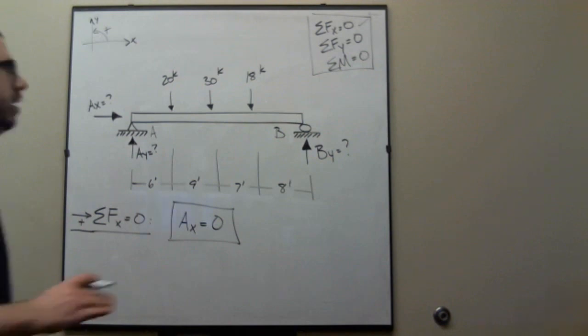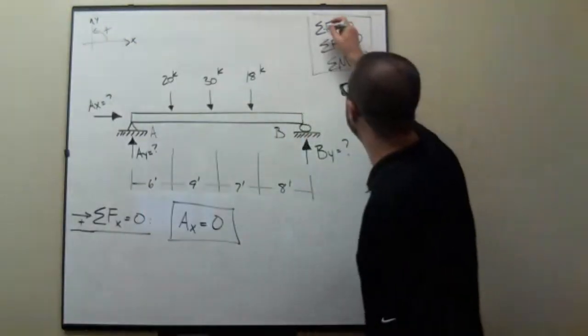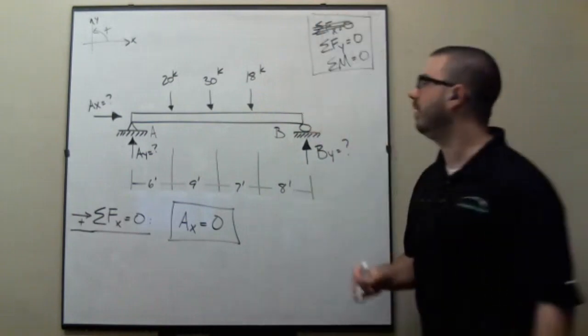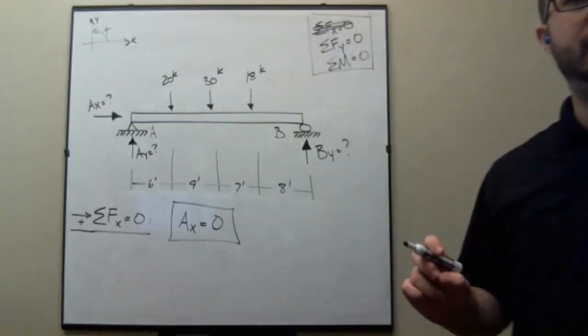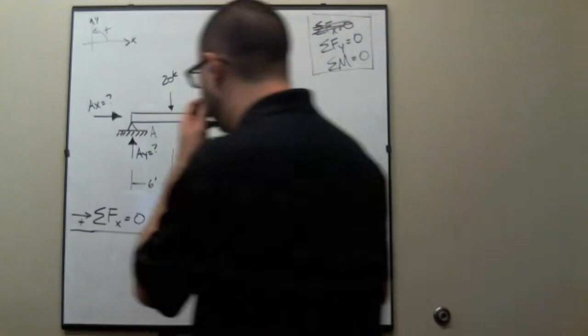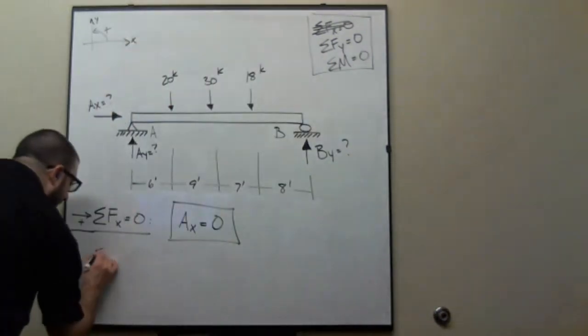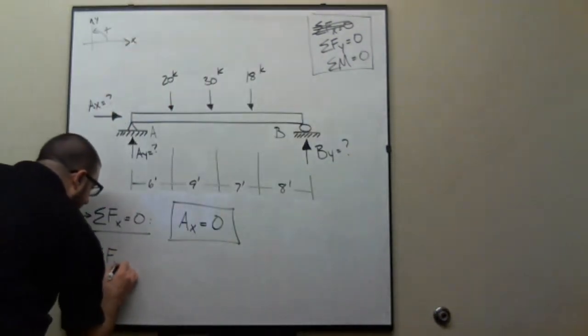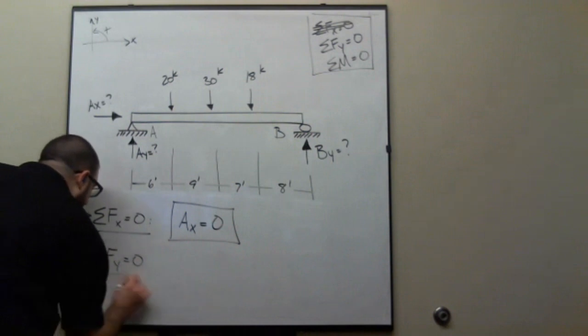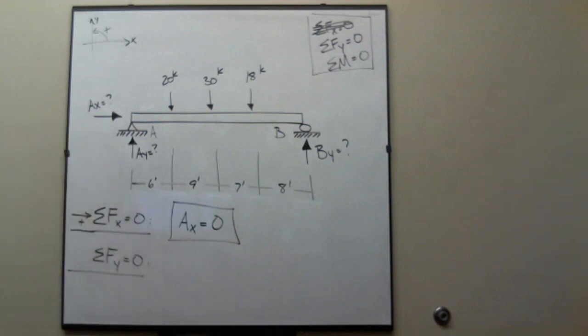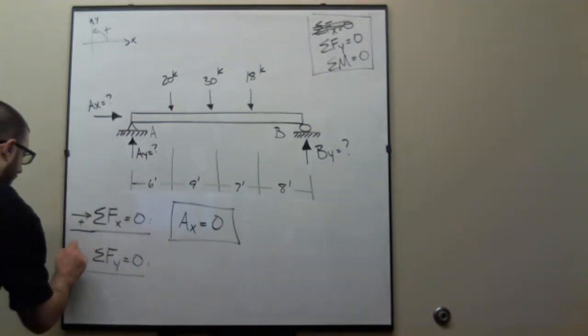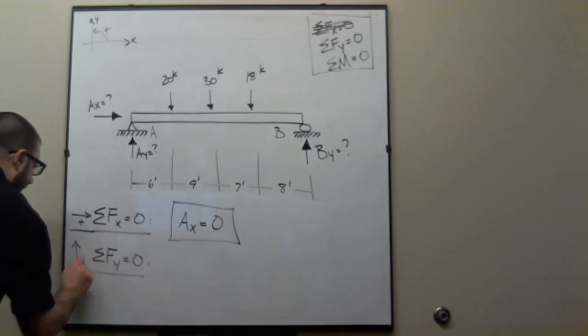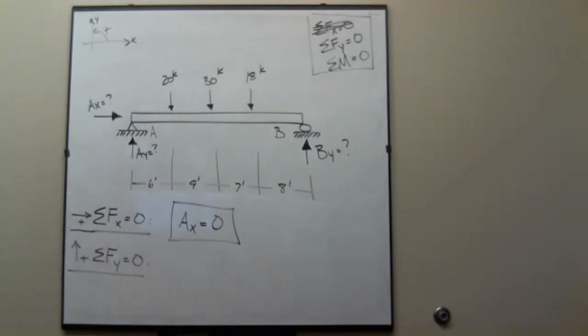All right, now for the sake of discussing the strategy, that's sum of forces in the X direction, so we've used that one. For the sake of exploring this strategy, let's use the next one. Let's sum forces in the y direction. And in order to write this equation, I'm going to take upward forces to be positive. So let's take upward forces to be positive, and let's just write this out.